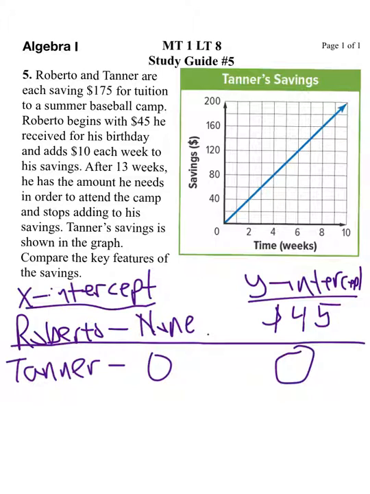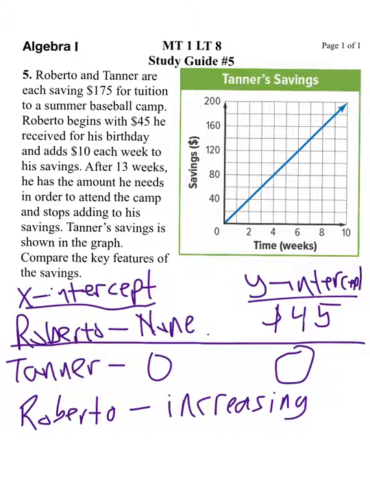We notice for Roberto, since he's saving $10 every single week, his graph is going to go up, or his savings is going to go up, isn't it? So I think I'll write that down here. So Roberto is going to be increasing. And when we look at Tanner, notice from the graph, we can see this graph is also going up. And it appears that Tanner is saving about $20 each week because he's starting less, but they're both increasing, aren't they?